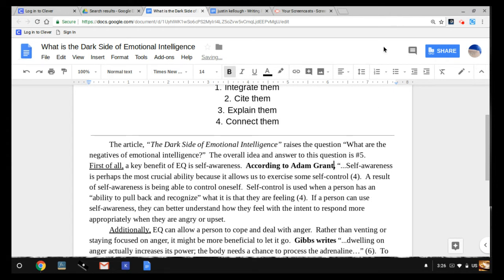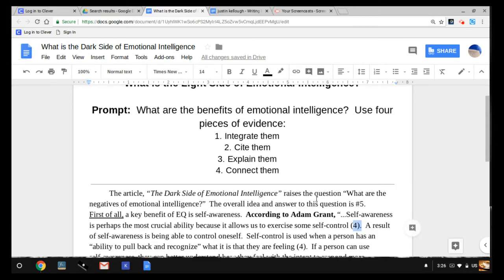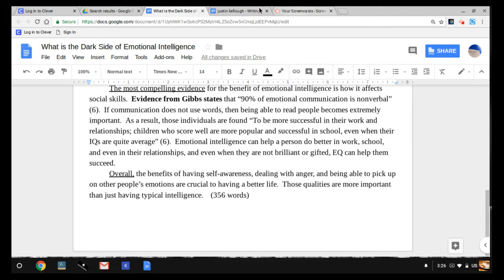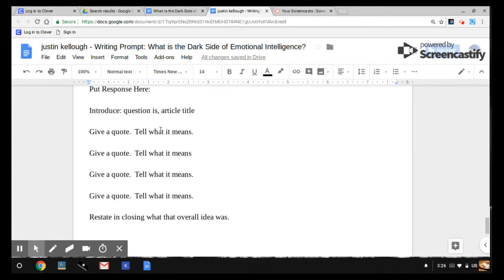I have this here just so you have notes over how to lead into a quotation, where to put those quotation marks, and where to put those page numbers. So you're still doing that kind of simple task of give a quote, tell what it means, give a quote, tell what it means, except that you're actually building a bridge in writing to introduce the idea, introduce the quote, close out of the quote, and then move into your own interpretation.